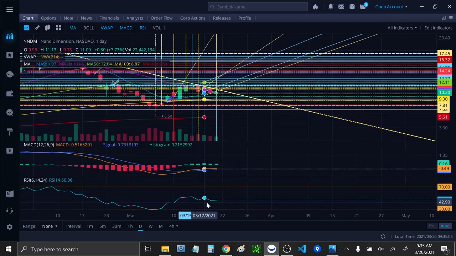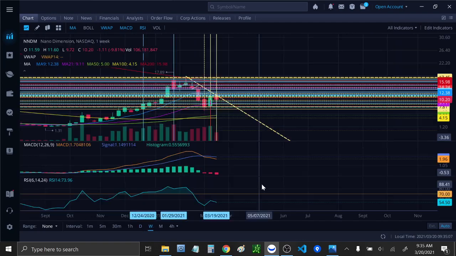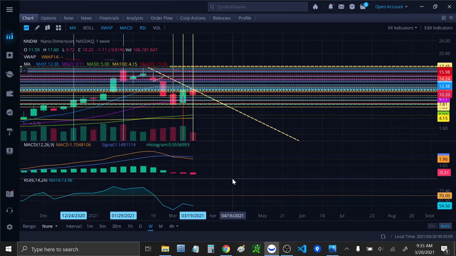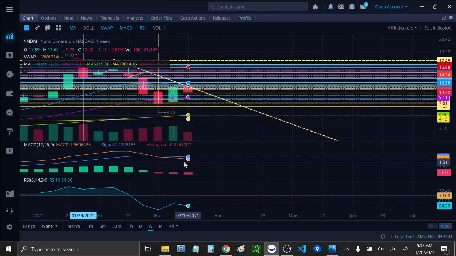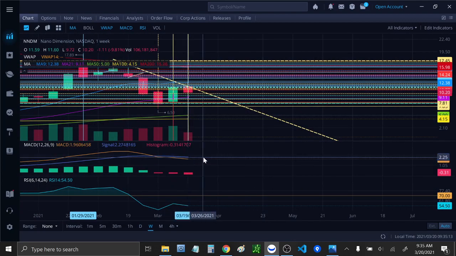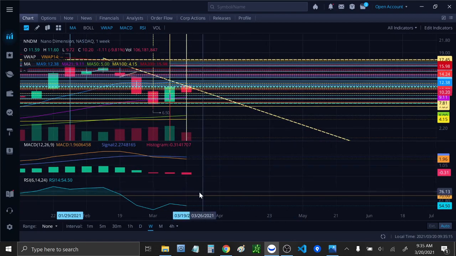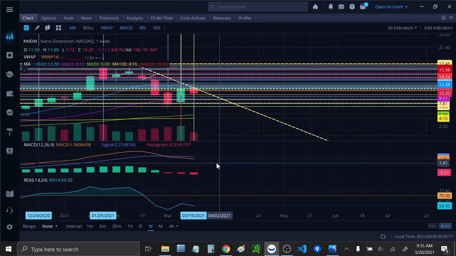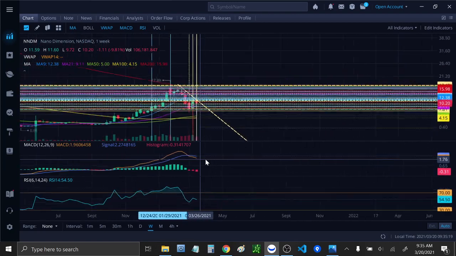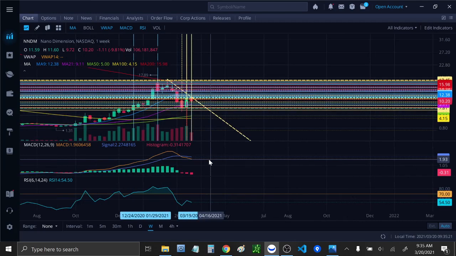As far as the RSI, it is very healthy, and the weekly is sort of trading sideways, and the RSI is very healthy. So we'll see how things go. Hopefully things will not go downward, but it can.